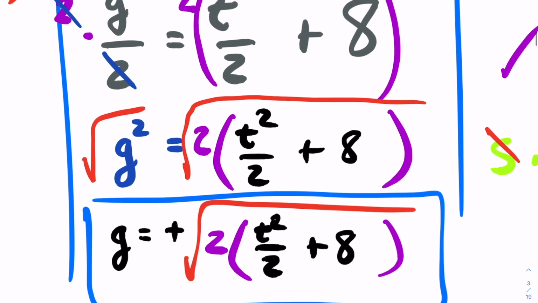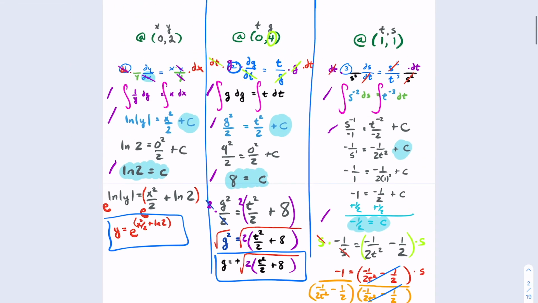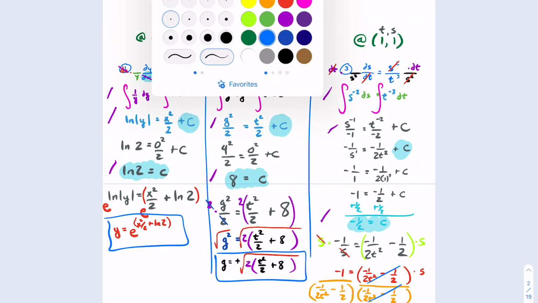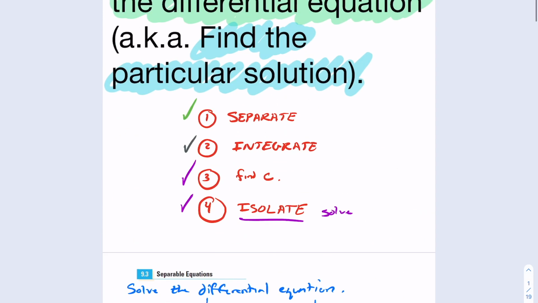For instance, I didn't distribute this 2 over, even though I really wanted to, because in the case that I make a mistake, I actually lose the points that I earned, right? So anyways, there you have it. We separated first, then we integrated, then we found C, and then we isolated. Separate, integrate, find C, isolate.